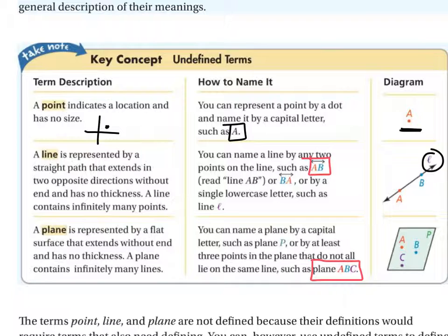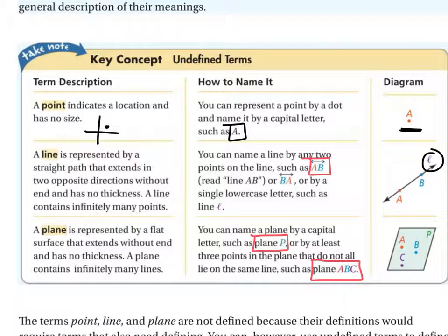P. P is not a point. P is a shorthand name for the entire plane. Okay, just like I said, sometimes we'll use line L to represent a whole line rather than talking about the points. Same thing with planes. We could, in some cases, call this plane P.